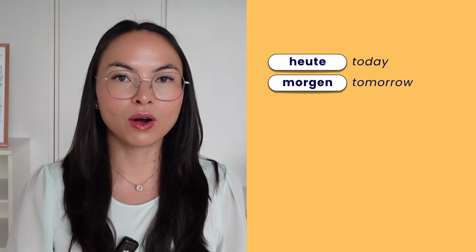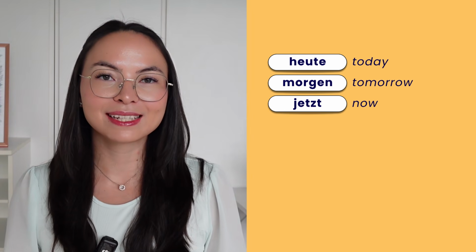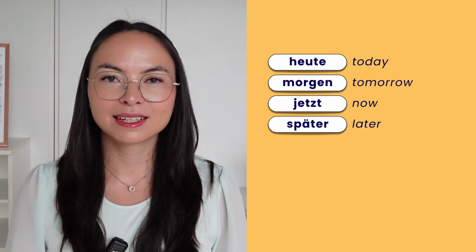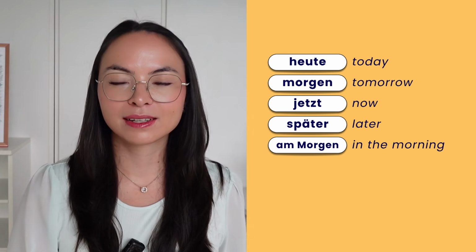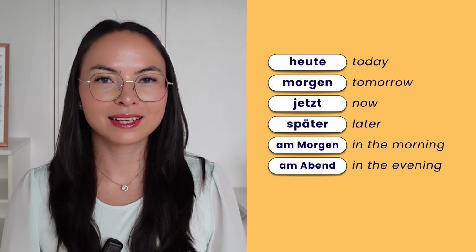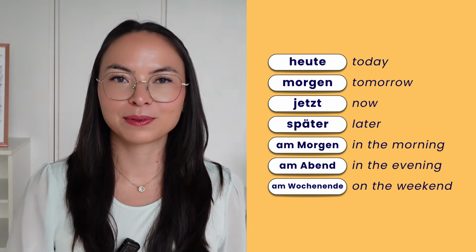We'll add one of the most useful sentence pieces next, a time word. Time words are one of the easiest ways to make your German sentences more detailed, because now you can talk about what you do today, tomorrow, in the morning, or on the weekend. So some useful time words and time chunks are heute, morgen, jetzt, später, am Morgen, am Abend, am Wochenende.